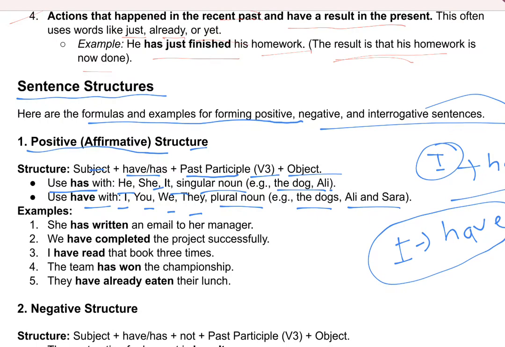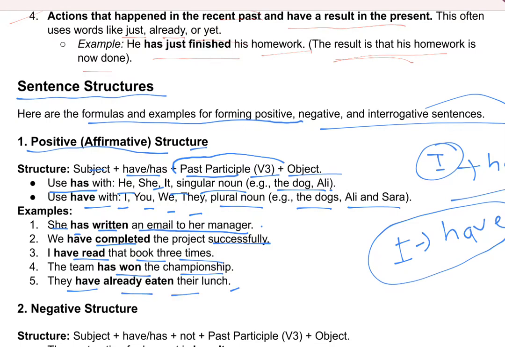She has written. Also remember, I also told you in the past perfect tense, in the present perfect tense we always use the verb third form. She has written an email to her manager. She is the subject, has is the helping verb, and written is the verb third form, and email to her manager is the object. Okay, we have completed the project successfully. I have read that book 3 times. The team has won the championship. Okay, they have already eaten their lunch.